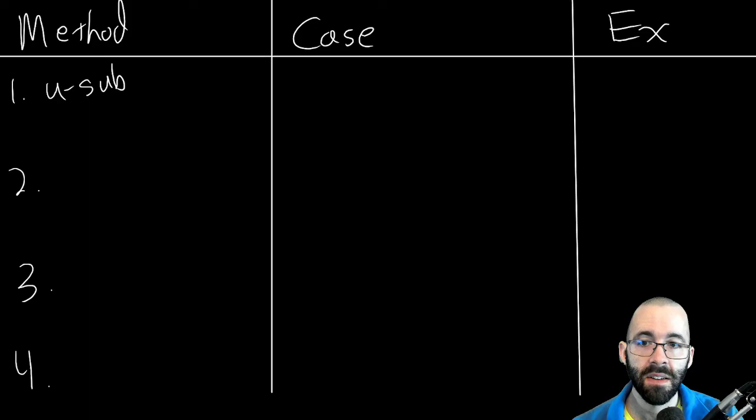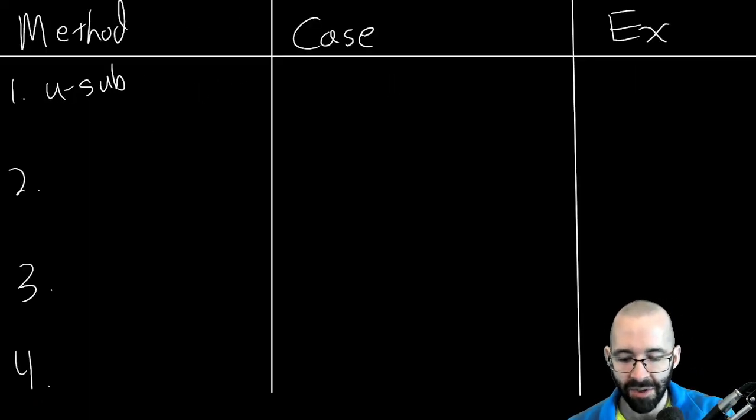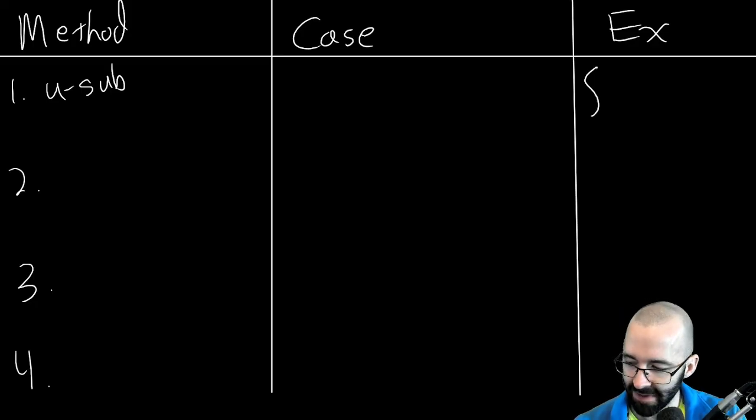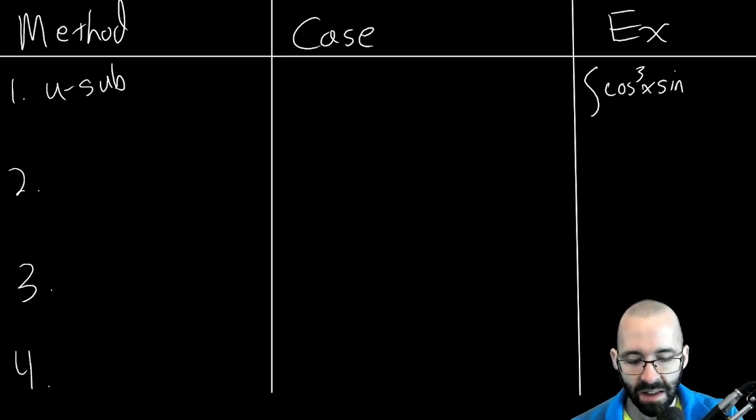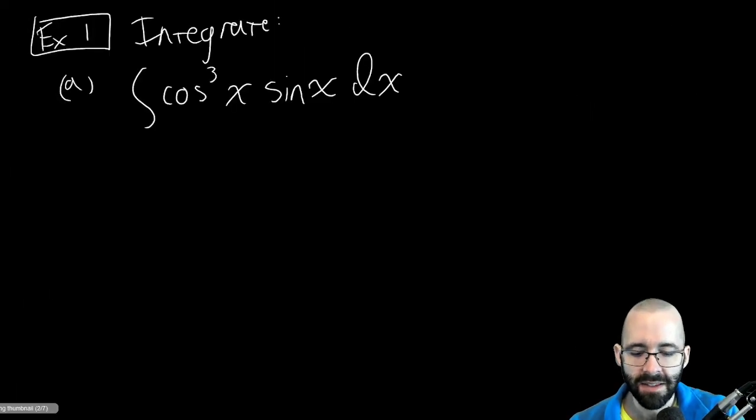u sub. Okay, we can fill in an example right now, I guess. We literally are just doing it right now. Cosine cubed of x, sine of x, dx is one example where we use a u substitution. We'll do the problem and then I'll talk about what the general case looks like.